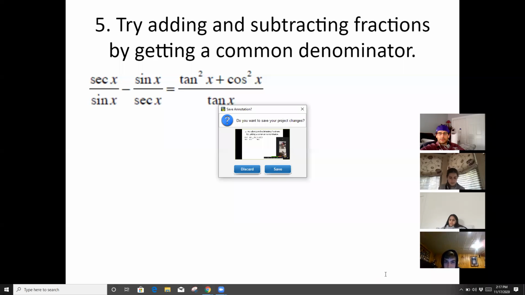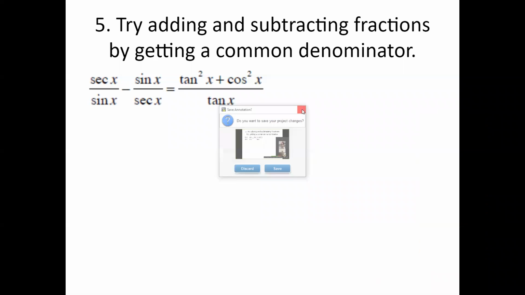Okay. So we're going to start on the left side here because that's what the people voted. And the left side has two fractions. The right side has one fraction. So in order to get the left side to look like the right side, I want to combine these fractions.